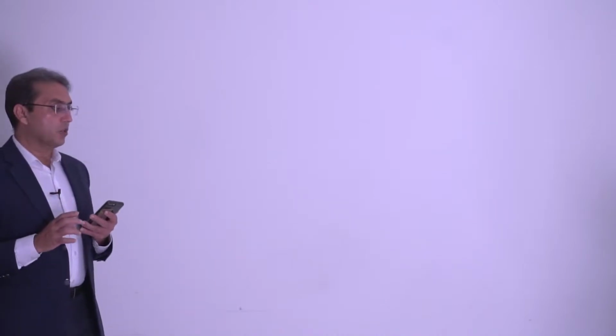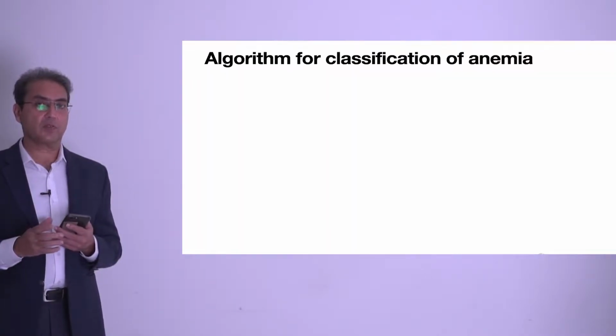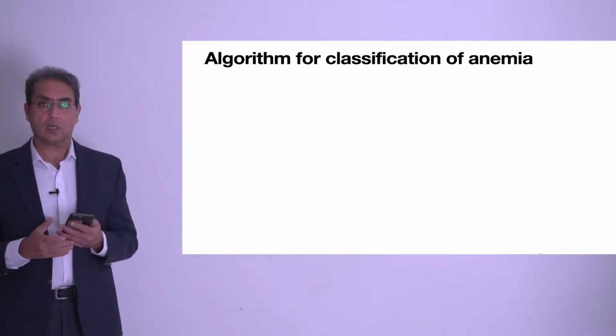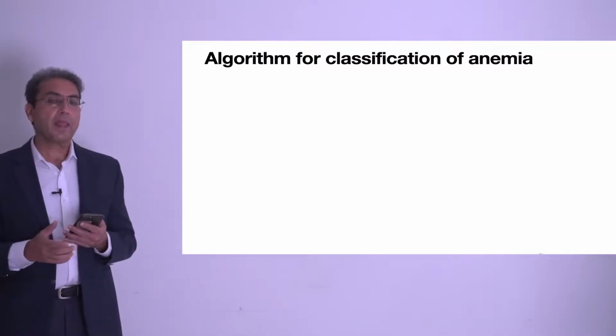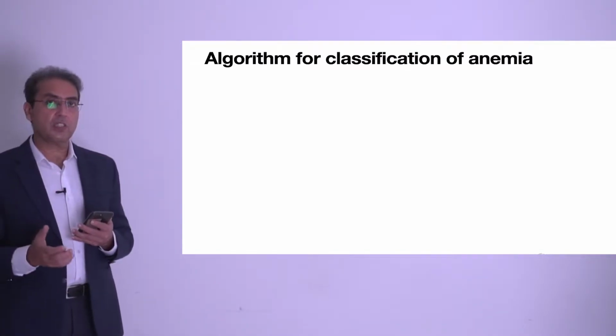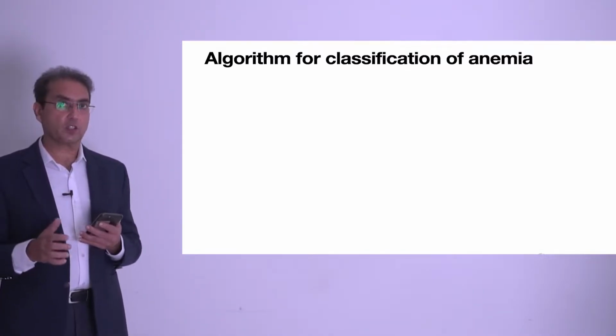We see what the algorithms are for classification of anemia. If you get a patient with anemia, how can we classify? There are multiple systems of classification for locating the cause of anemia. First we see the use of the reticulocyte count.